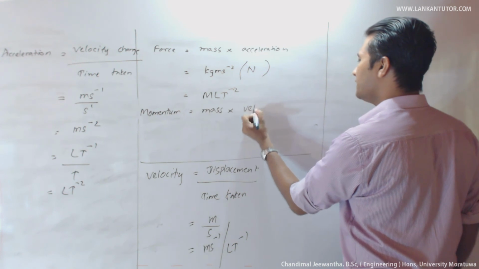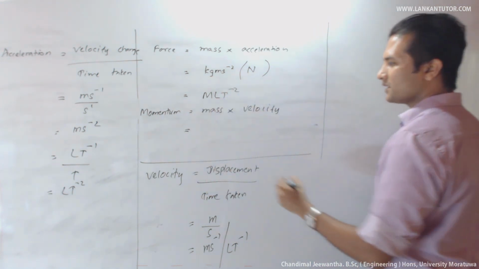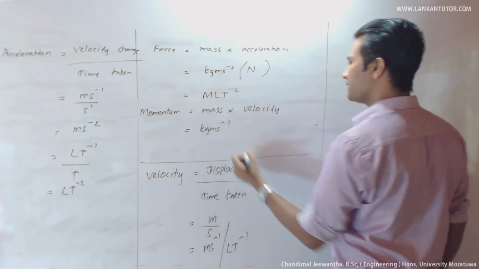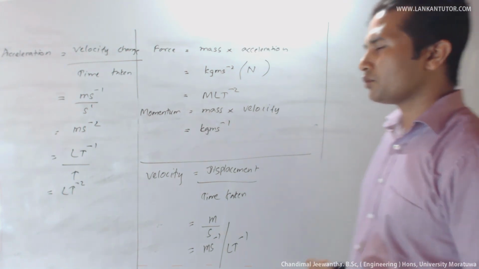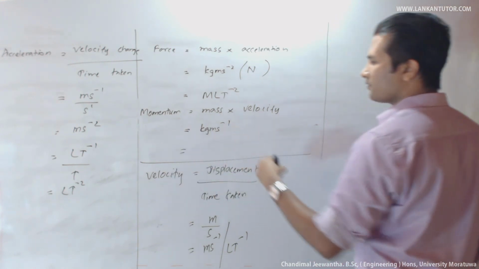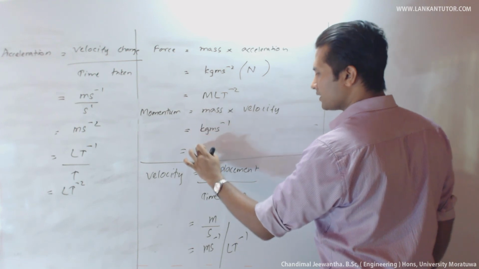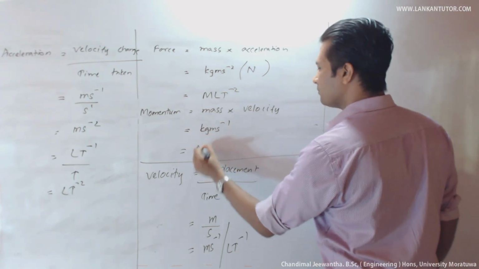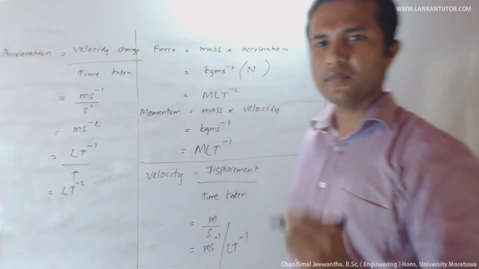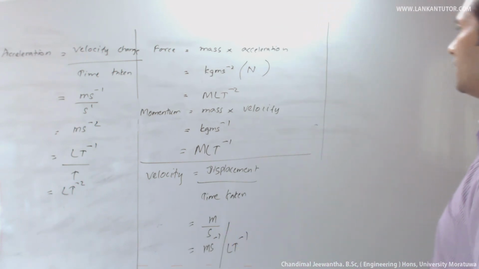Mass into velocity. The unit of mass is, as we know, kg, simple k simple g, then m s^-1. Therefore, the unit of momentum becomes kg m s^-1. Then finding the dimension of momentum, the dimension of mass is capital M, then LT^-1, it becomes MLT^-1. Right.